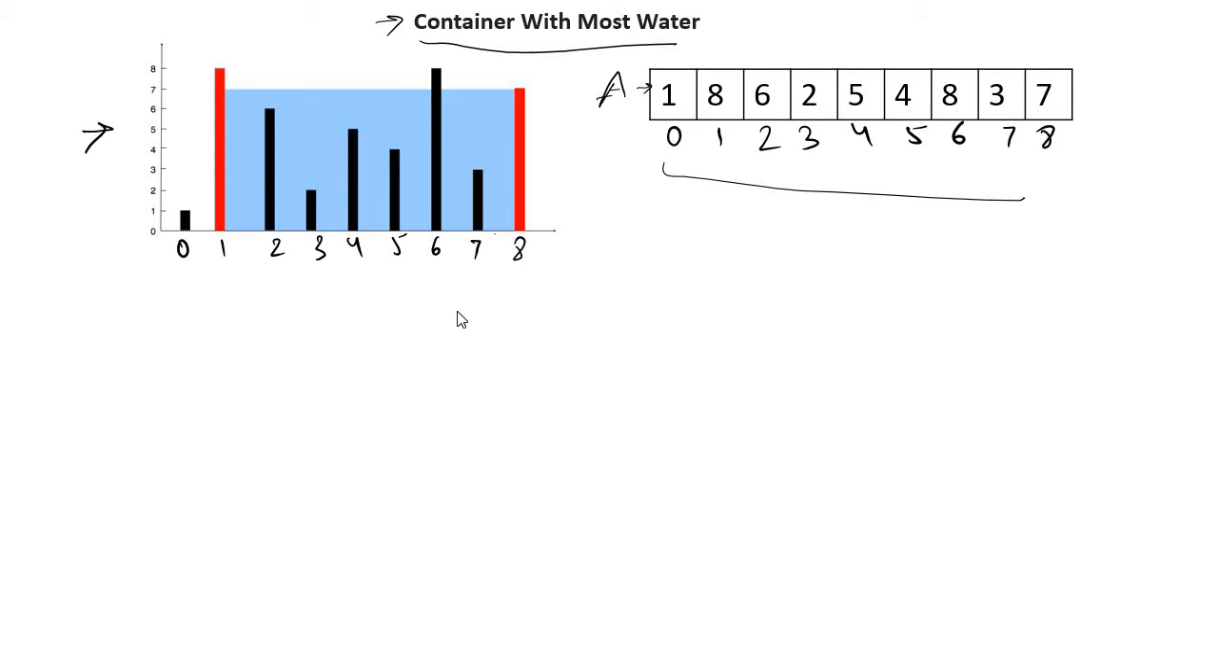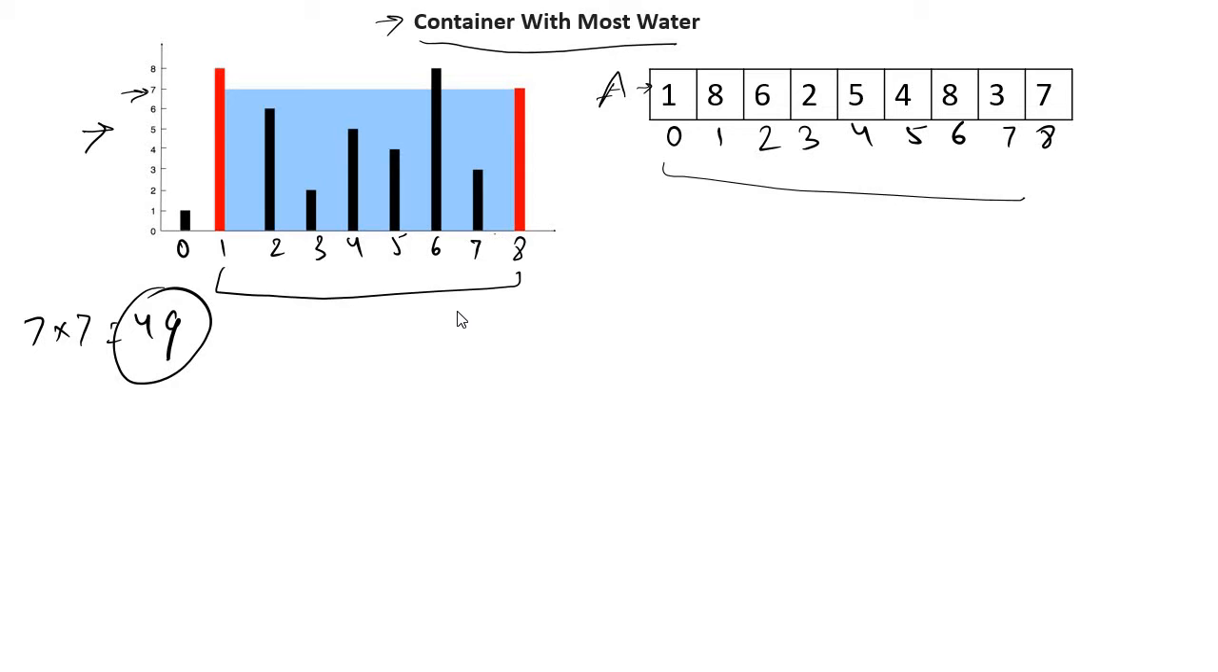You can see in this diagram, this is the water contained between the first and 8th index. The gap between these two bars is 7, and water is contained till the 7th, so 7 into 7 equal to 49. So this is the maximum water contained between any two bars of the given heights.